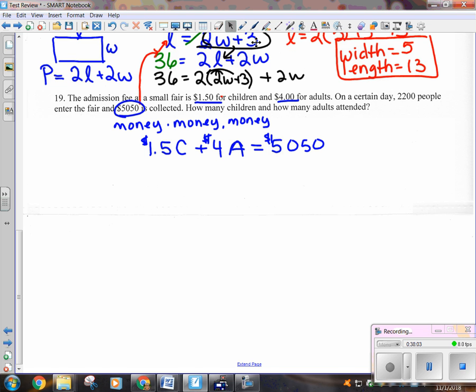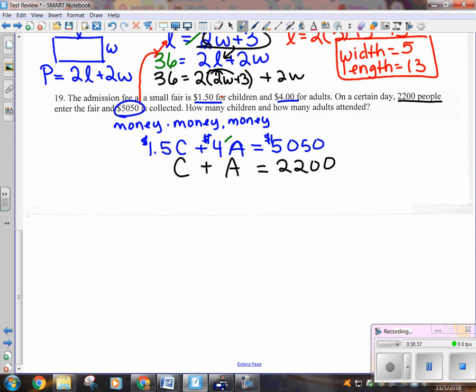The next equation should just be something related to the number of people. Well, the number of people that we wanted to come in was 2,200. So some children came in, some adults came in, and the total was 2,200 people total that came in the gates. All right, since it's set up, I'm probably going to eliminate. And does it say how many children and how many? So I need both answers, so it doesn't matter which one. Probably not going to fool with the decimal right now, so I'll just work with the 4.